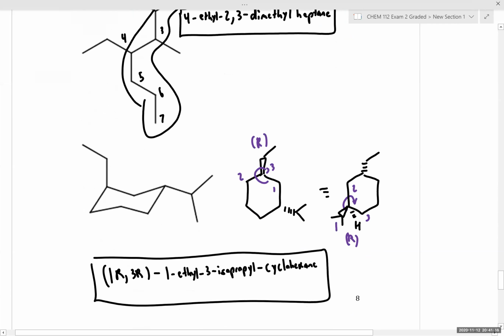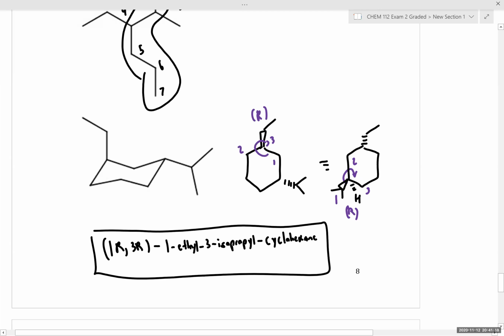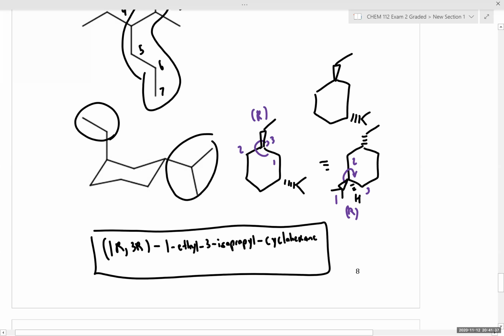Same for this one. This one, it's a little harder to see. So let's convert this into a dash wedge structure. So is this ethyl group pointing up or down? Up, yep. Is this isopropyl group pointing up or down? It's down. Down, exactly right.